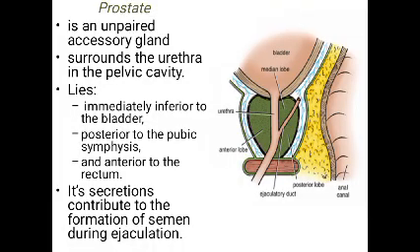The prostate is an unpaired accessory gland that surrounds the urethra in the pelvic cavity. It lies immediately inferior to the bladder, posterior to the pubic symphysis, and anterior to the rectum. Its secretions contribute to the formation of semen during ejaculation.